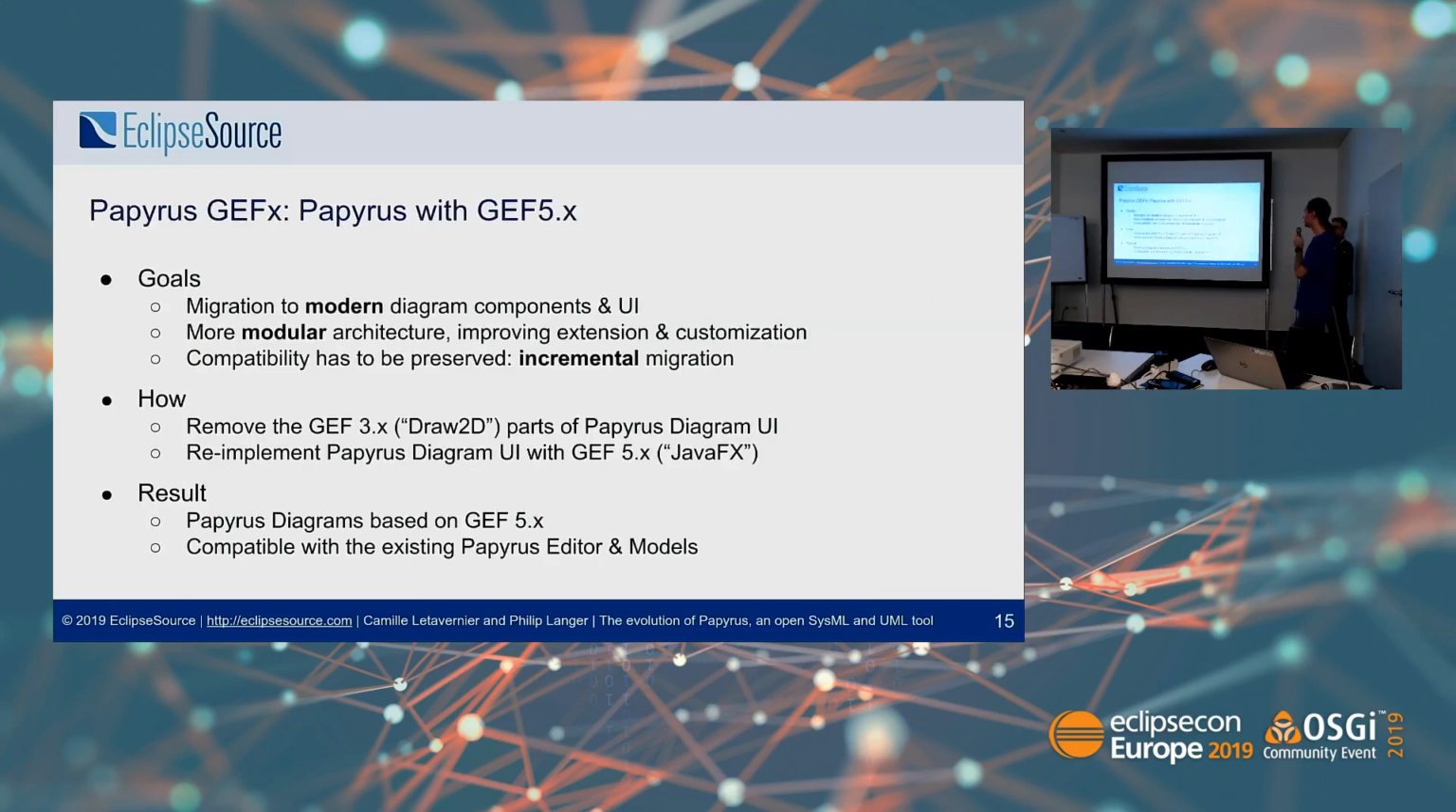So what is Papyrus GFX? Basically, it's Papyrus implemented on JF5, because the current version of Papyrus is based on JF3. So the goal is to modernize the diagram components and the UI part of Papyrus. Not everything around it, just the diagram part. We also want to provide a more modular architecture to improve extension and customization, because that's a big thing in Papyrus. You want to customize it, as Philippe showed.